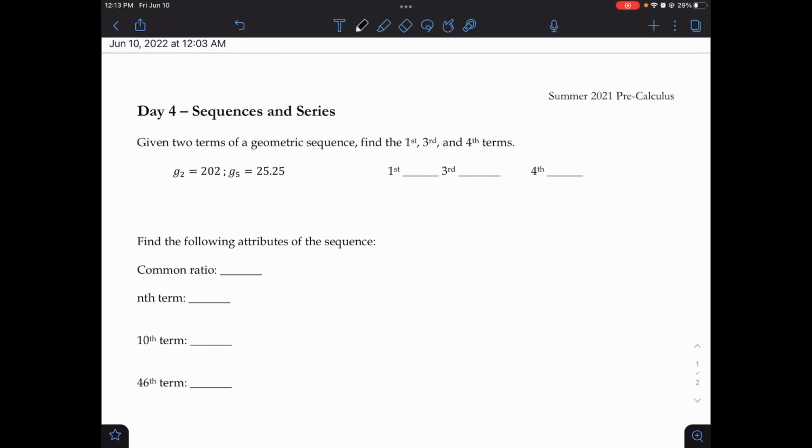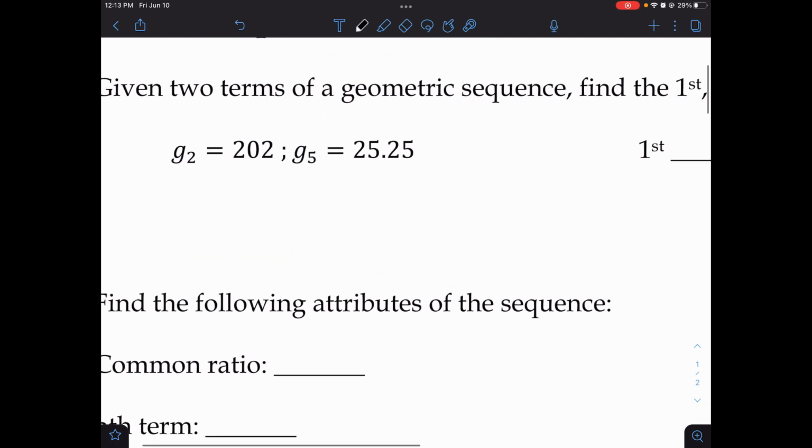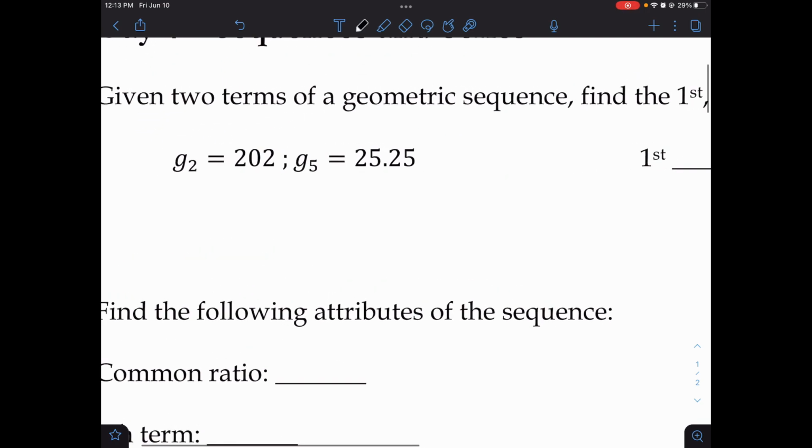Okay, so let's get started. Given two terms of a geometric sequence, find the first, third, and fourth. So let's write this out. We do not have our first term, so we put a blank there. And our second term is 202.